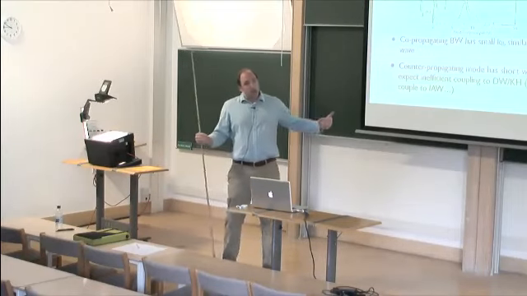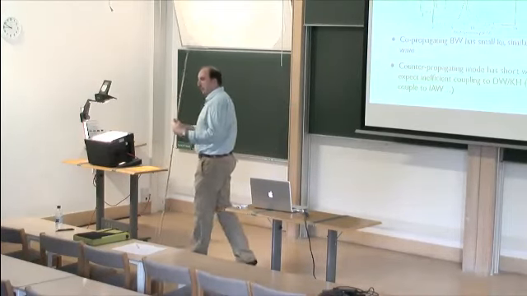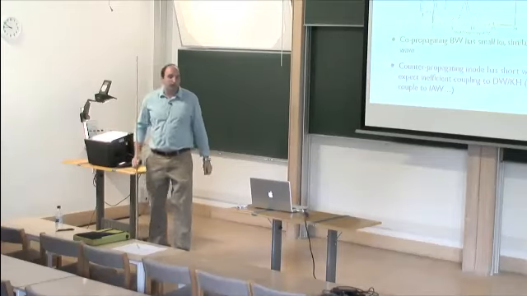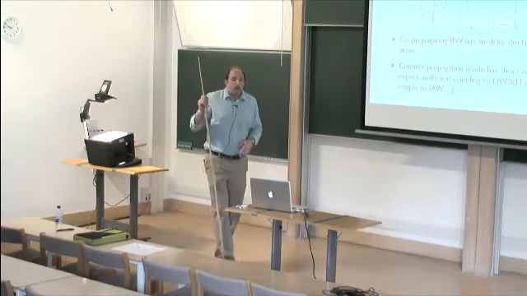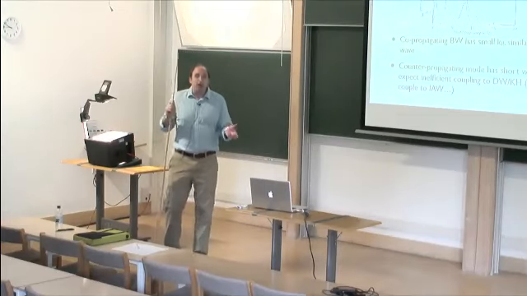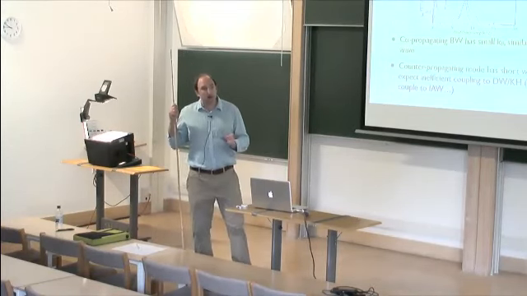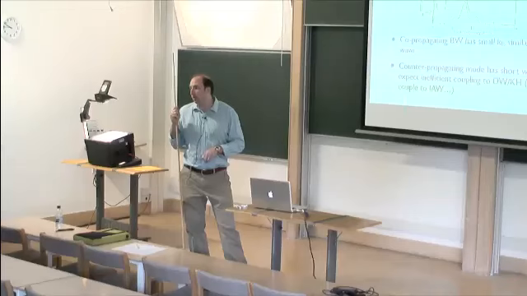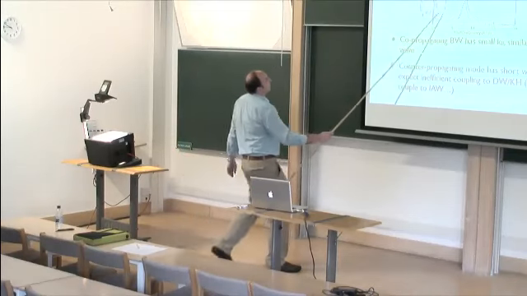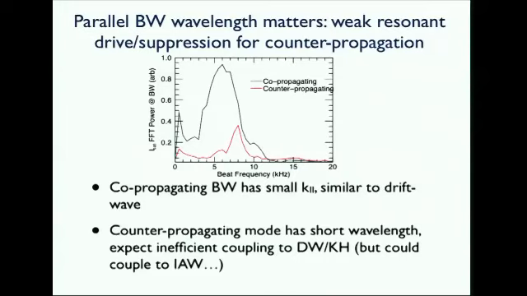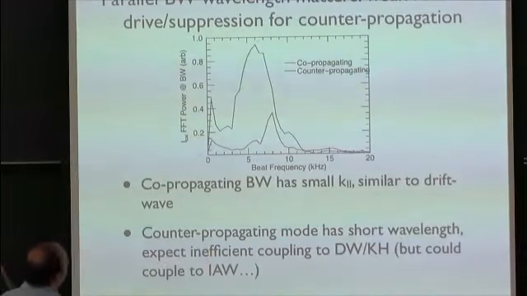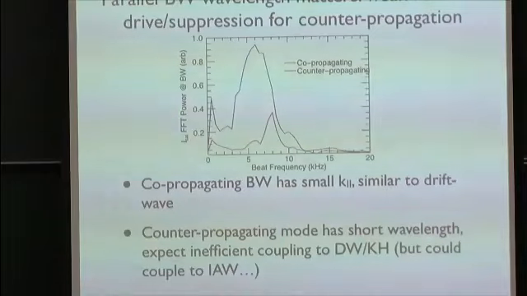So what we did was we turned the antennas around and did a counter-propagating interaction. And this will have a much shorter wavelength. In fact, that's the interaction that can couple to sound waves. And what you see is that this behavior is not present in that case. So it really does matter that the beat wave has a long parallel wavelength. And what I'm showing you here is just the response in the beat wave as it resonates around the instability. In the counter-propagating case, there is some response, but it's much, much reduced, and you don't see this control behavior. So it does matter what the parallel wavelength of the beat wave is.